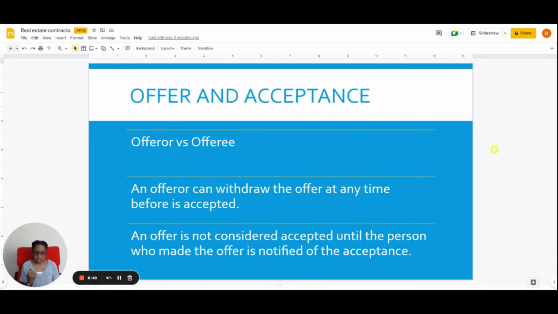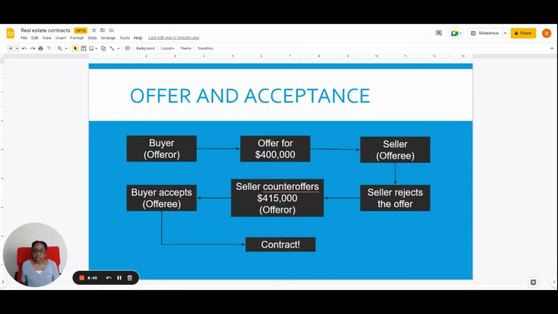All right, let's look at this scenario here. There is a buyer. They make an offer of $400,000 to the seller. The seller says, nope, I'm countering your offer, and now I am making you an offer of 415. At this point, if you notice, the seller becomes the offeror, and the buyer is now the offeree. The buyer accepts the offer, everyone is notified, and now we have a valid contract. Okay.